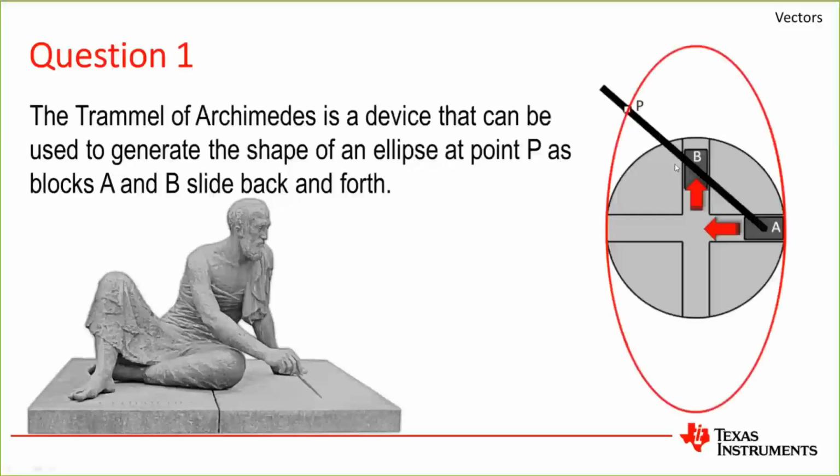Archimedes invented this thing called a Trammel. It's a device that can be used to generate the shape of an ellipse at point P. You can see a diagram for the Trammel on the side of the screen there. Blocks A and B move backwards and forwards, and a rod connects them and has a pen or scribe, if you like, at point P. And it's point P that is tracing out the shape of an ellipse. And that's where our question is focused.